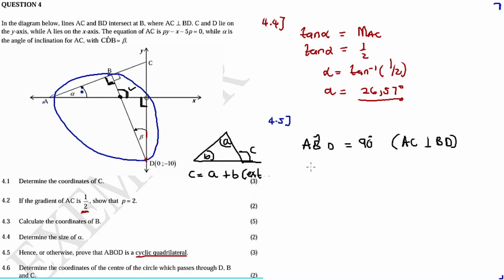So let's say, they should have put a letter here, let's say F. But let's just say exterior angle. Exterior angle is equal to alpha plus the 90 degrees. Maybe you can say the reason is that it is an exterior angle of a triangle.